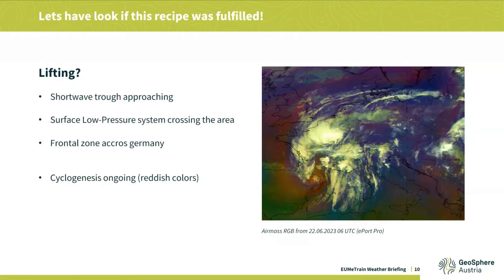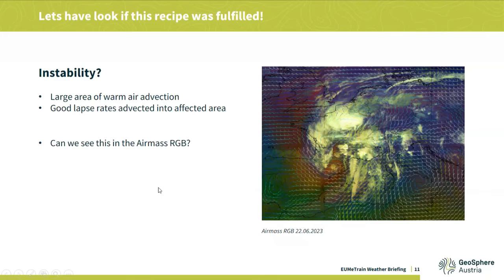So the next slide, it's a bit slow. I don't know why. Yeah. Here I put in the wind barbs. So again, about the reddish colors and the greenish colors. What can we see in this air mass RGB? We have a large area of warm air advection. It's indicated by the wind barbs, as I said before.